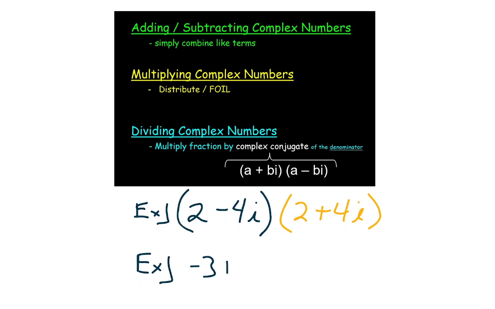What if I gave you negative 3 plus 2i? Could you come up with a conjugate for that? Now be careful, the only thing that you change is the addition-subtraction sign. So it's still negative 3, but now minus 2i. So those would be conjugates.